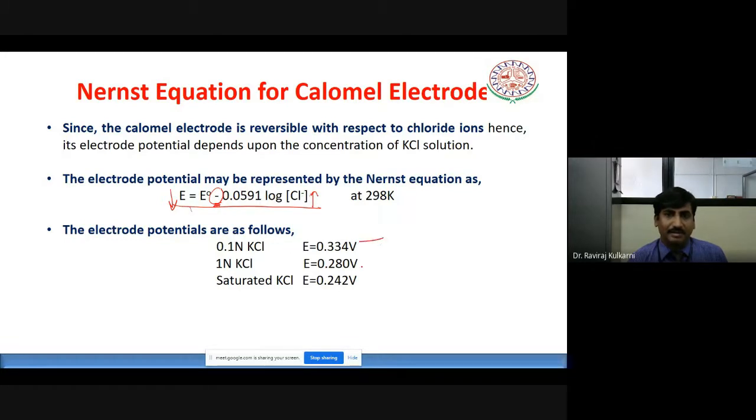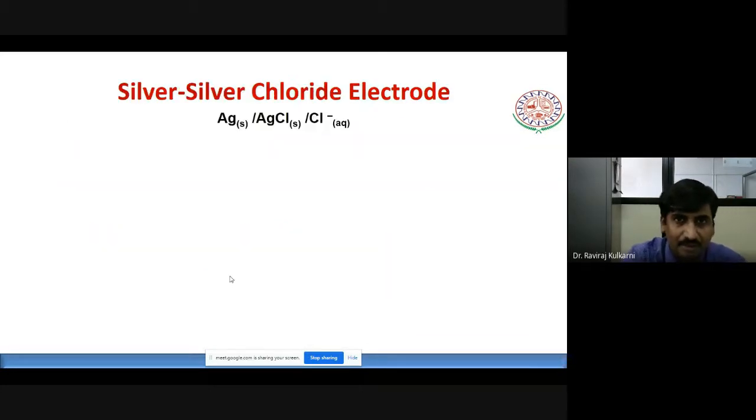Okay, so you can see here, for 0.1 N this is high, and saturated it is 0.24. Most of the experiments we use the saturated calomel electrode. Hope it is clear to you what is the saturated calomel electrode. It's a second reference electrode, a metal insoluble type of electrode. When I say it's a reference electrode, it should have constant potential with respect to the standard hydrogen electrode, and it has different potential with respect to the concentration of Cl minus ions.